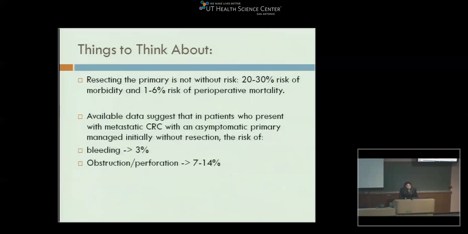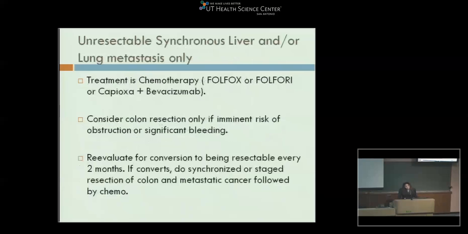If you go the other pathway, if you find an unresectable synchronous liver and/or lung metastatic lesion only, then here it's recommended to give treatment with chemotherapy. For the most part, the standard of care is FOLFOX. But you can also give other things like FOLFIRI or CAPOX, which is capecitabine and oxaliplatin, plus bevacizumab. In this case, if you have an unresectable synchronous metastatic lesion, you should consider colon resection only if the patient is obstructed or bleeding.